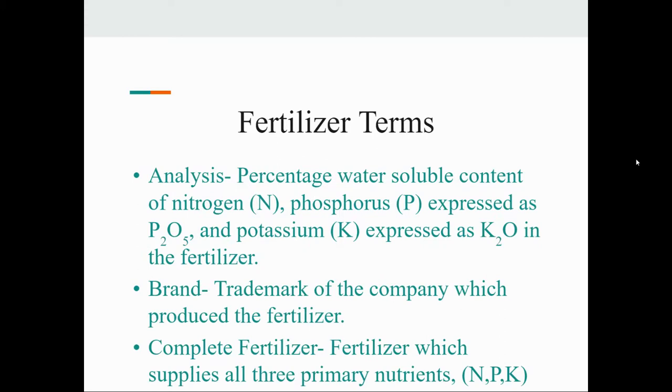All right, so fertilizer terms. You have analysis. An analysis is going to be the percentage of water-soluble content of nitrogen, phosphorus that's expressed as P2O5, and potassium that's expressed as K2O in the fertilizer. The brand is going to be the trademark of the company which produces the fertilizer that is being used. And a complete fertilizer is a fertilizer which supplies all three of the primary nutrients plants need, which are nitrogen, phosphorus, and potassium.